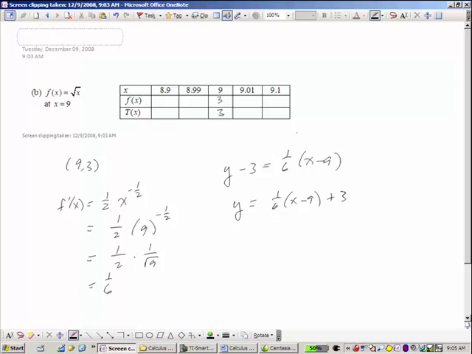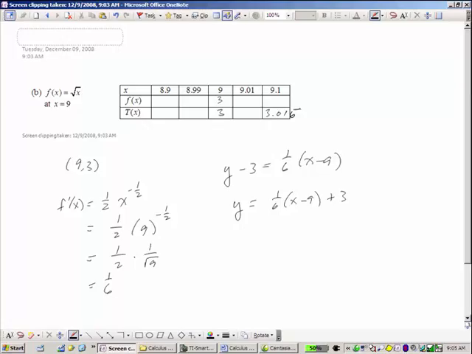Okay, so it's going to be a little harder, I think. Let's do tenths first. 9.1 minus 9? 0.1, which is 1/10. 1/10 times 1/6? 1/60th plus 3, we get 3 1/60th. What's that going to be? What's a 60th? 0.16 repeating. I think that's what it is. You can write 3 1/60th.